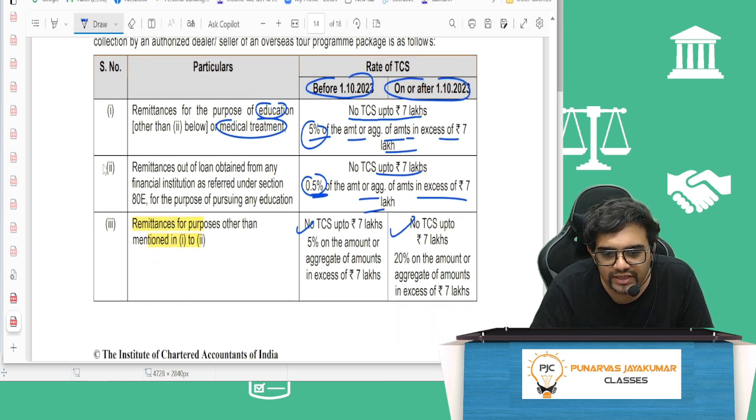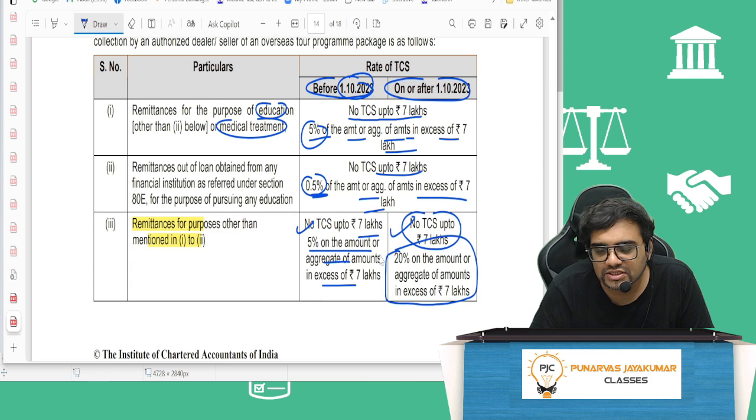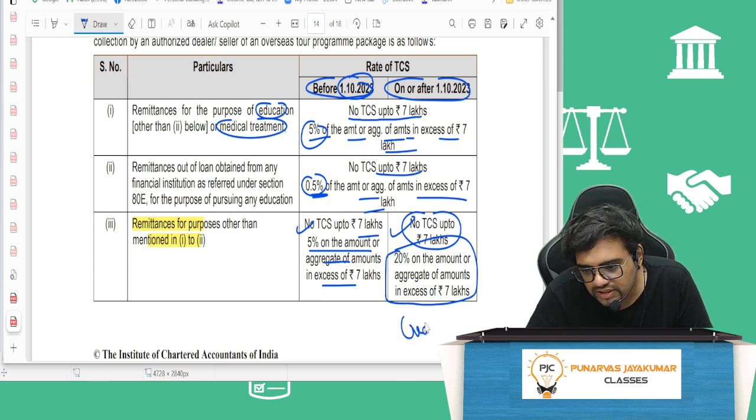Other than 1 and 2, that is other capital account and current account transactions, for example if you are going for a trip, or going abroad for 3-4 weeks for some work, whatever the case may be: up to 7 lakh, no problem. 5% of the amount in excess of 7 lakh, that is up till 1st October 23. On or after 1st October 23, no TCS up to 7 lakh, but 20% of the amount in excess of that. This will include credit card transactions also.